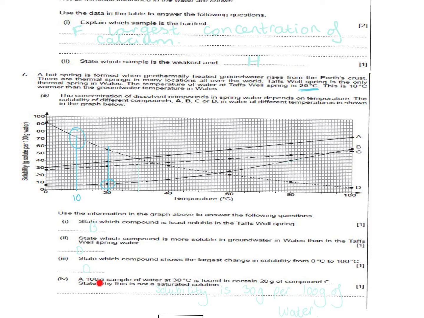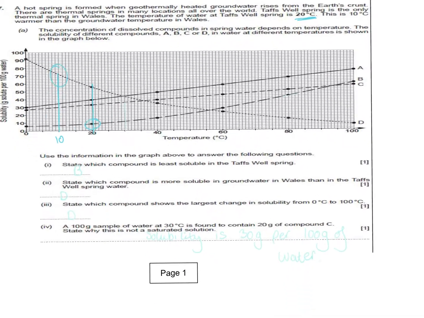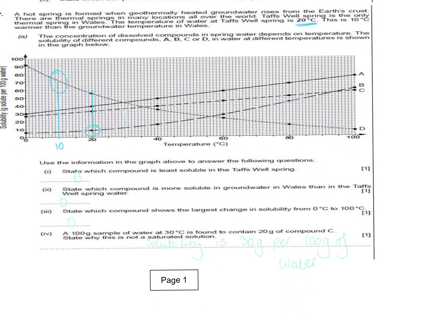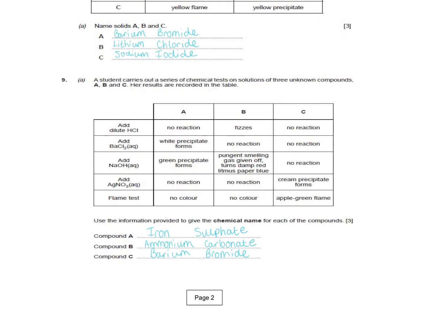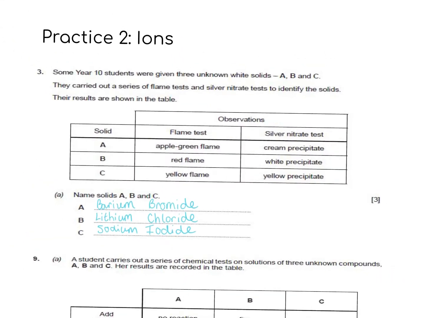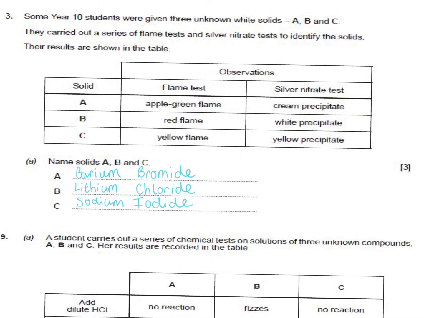A sample of 100 grams of water at 30 degrees is found to contain 20 grams of compound C. State whether it's saturated. Saturated means it can no longer dissolve. So if you look at compound C, it is this one here, and its solubility is actually 30 grams per 100 litres, so there's another 10 grams that could be added.